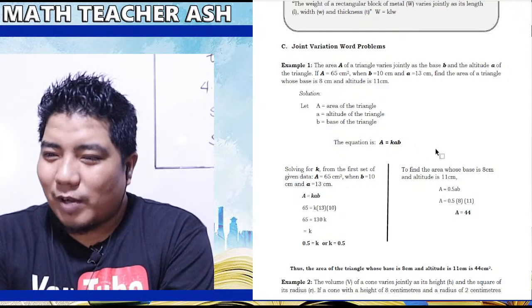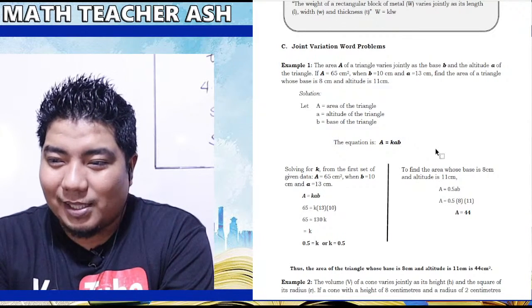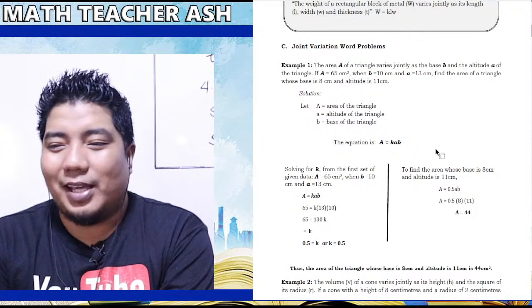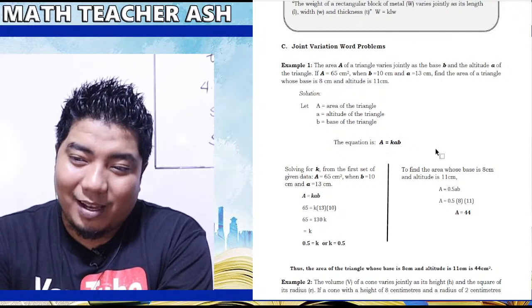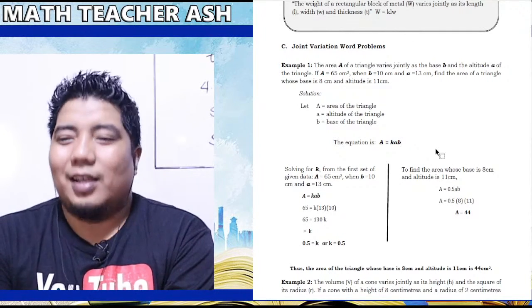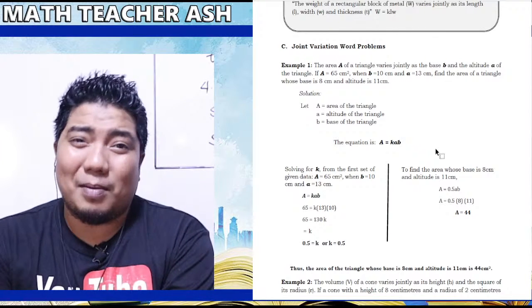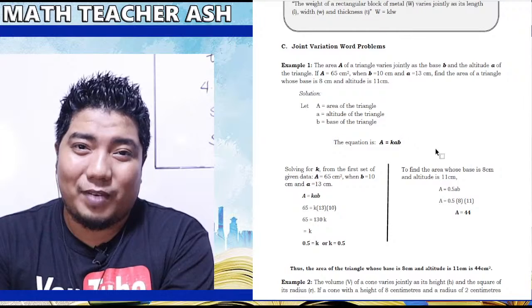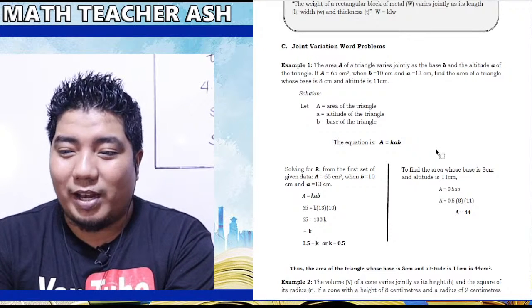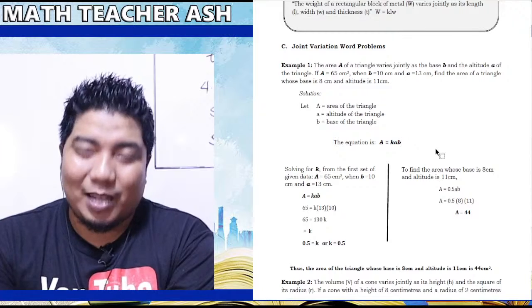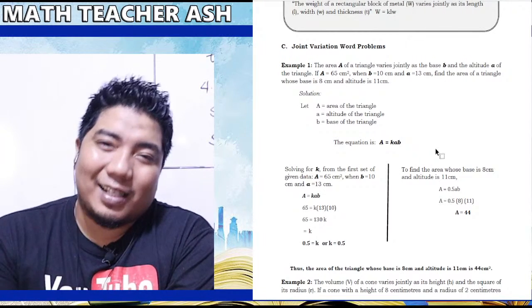The area of a triangle varies jointly as the base, B, and the altitude, A, of the triangle. Okay, so area, nakadepende jointly sa base and altitude. So, basically, alam din naman natin, if ever you know the area of a triangle, that is, area is equal to 1/2 base times height. Ulitin ko, area is equal to 1/2 base times height.